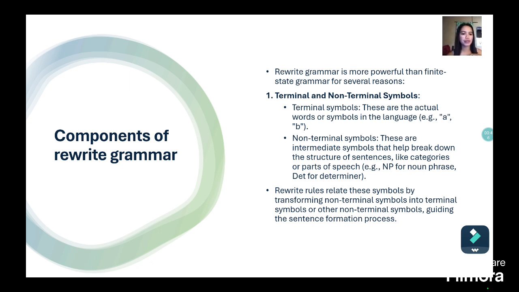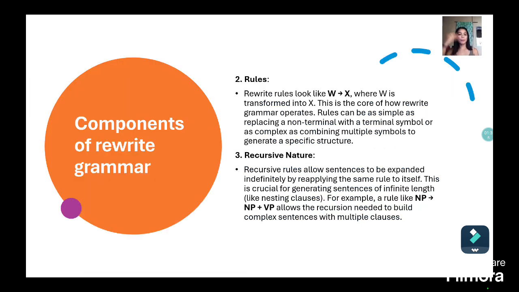So, components of rewrite grammar. Rewrite grammar is more powerful than finite state grammar for several reasons. First, terminal and non-terminal symbols. These are the components of rewrite grammars. Terminal symbols are the actual words or symbols in the language, for example A, B. Next are the non-terminal symbols. These are intermediate symbols that help break down the structure of sentences, like categories or parts of speech. For example, N for noun, NP for noun phrase, Det for determiner. Rewrite rules relate these symbols by transforming non-terminal symbols into terminal symbols or other non-terminal symbols, guiding the sentence formation process.